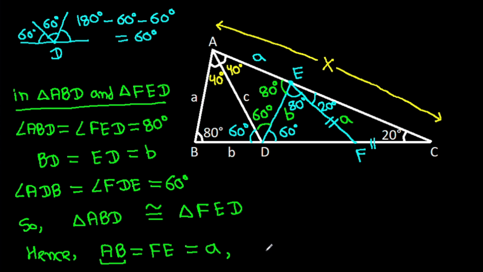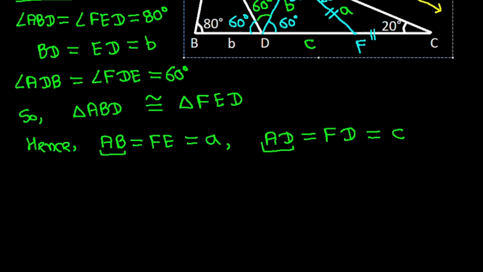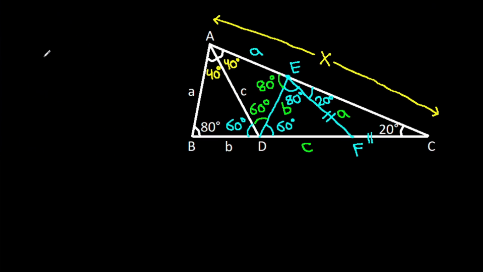and also AD will be equal to FD, and AD is C. So FD will be also C. Now we have CF is equal to EF and EF is A. So CF will be also A.